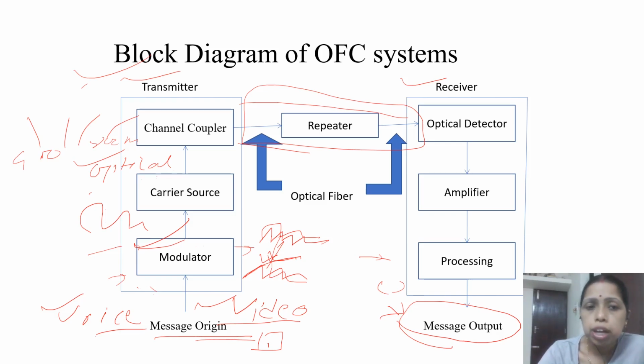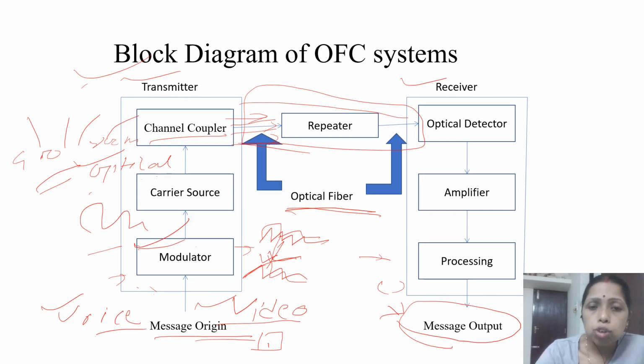Normally in optical communication, you need to split the signal in the form of wavelengths. For that, a channel coupler is required. If you want to split the signal, a channel coupler is required, and in some cases for combining you also need to use a coupler. When you split the signal, multiple signals will be transferred into the optical fiber.